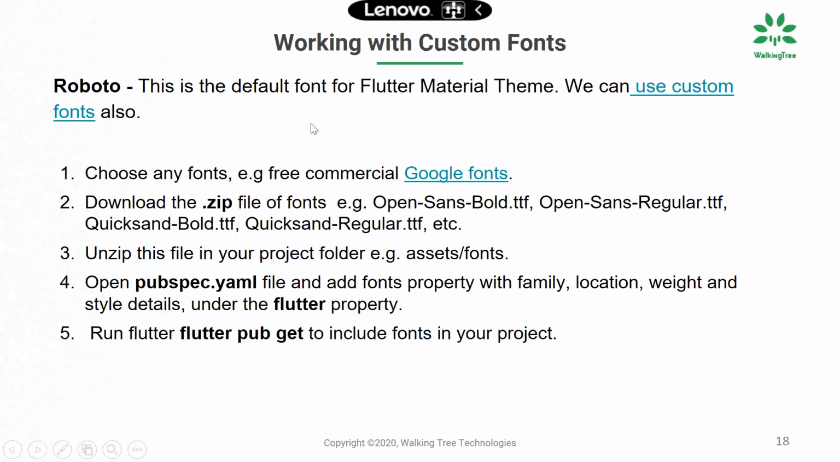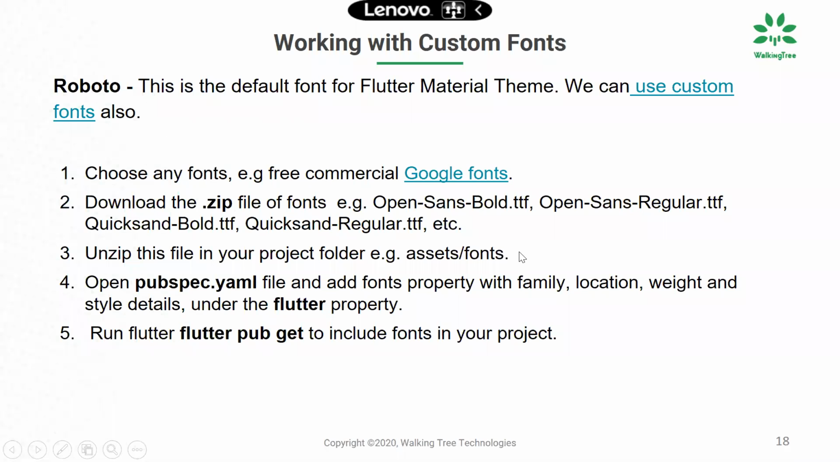Okay. You can use custom fonts also, and it is very nicely documented in the Flutter docs. We can see there. Otherwise, what we have to do is we just have to choose any font. We can use the free commercial Google fonts. We choose and we download the fonts. We get the zip file. We will just create one folder in our project folder. Let's call it assets. Inside assets we can have fonts, or directly we can have the fonts folder, and you will unzip that file inside that folder.